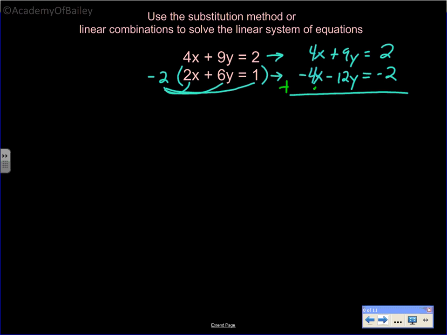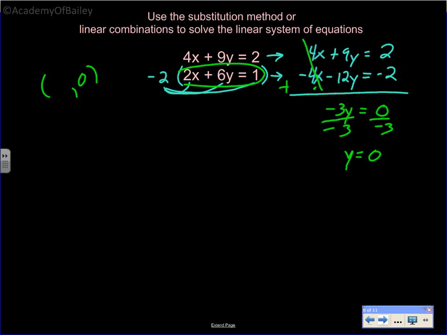We are moving right along here because the numbers in front of the x's are opposite of each other. So those will cancel. And we go ahead and add 9y plus negative 12y, negative 3y, and 2 plus negative 2, 0. That's an easy one to figure out, right? y is equal to 0. You can't beat that.